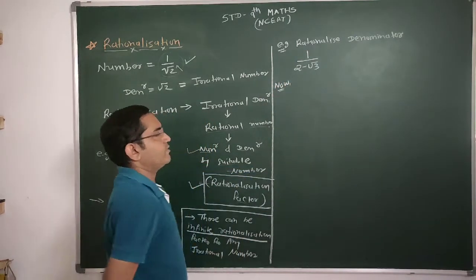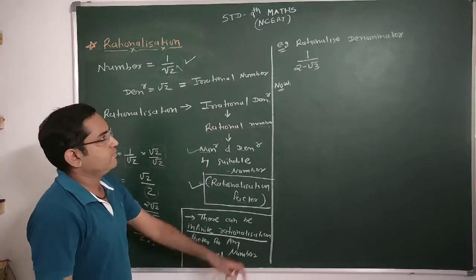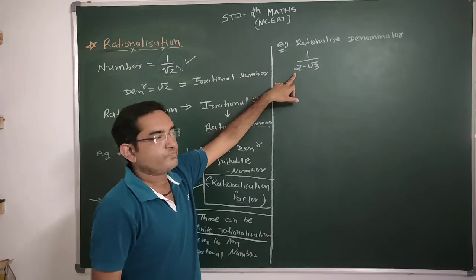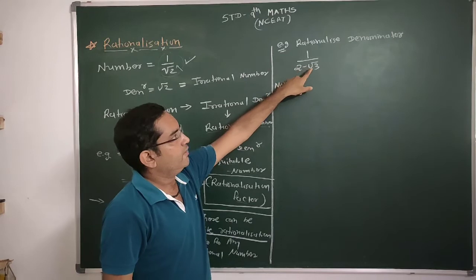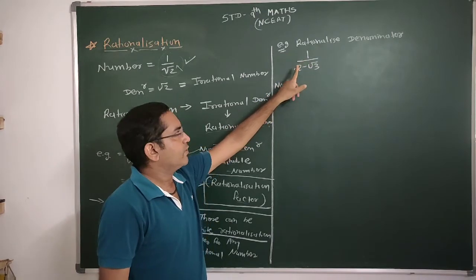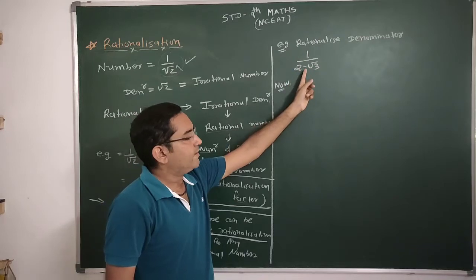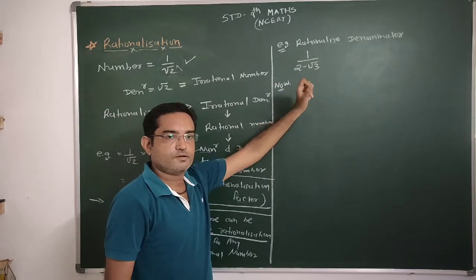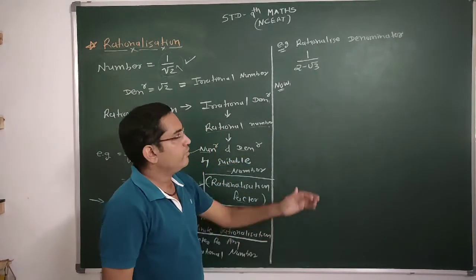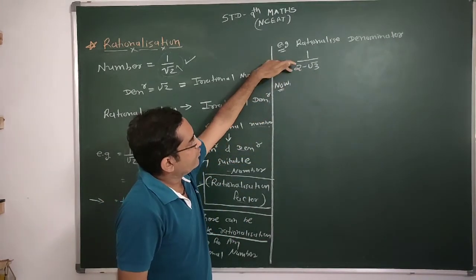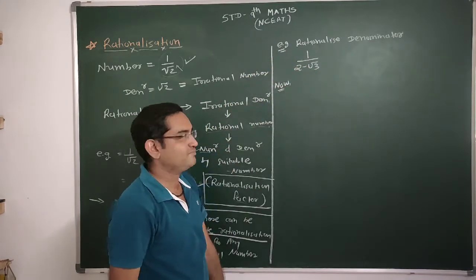The rationalization process is converting irrational numbers into rational numbers. Here one number is given whose denominator is irrational: 2 is a rational number and root 3 is an irrational number. A rational number minus an irrational number will be an irrational number. So here the denominator is an irrational number. So what you have to do? Here you have to convert our denominator, which is an irrational number, into a rational number. Clear, Manan?